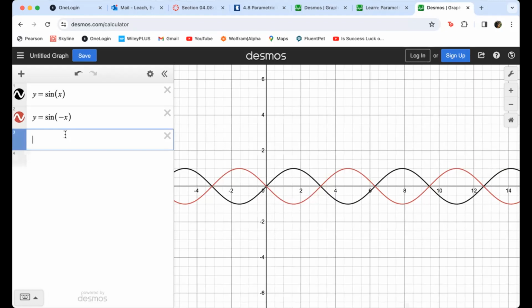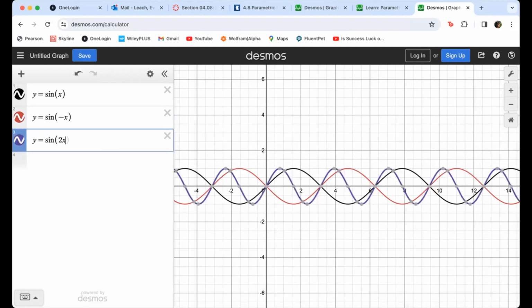If I do sine of 2x, the x-axis is going twice as fast. Where once we had pi is now 2 pi. That's why the graph has compressed. That's why the period got shorter, because the x-axis is going twice as fast. We can still see that the function is periodic because the x-axis is going twice as fast everywhere.